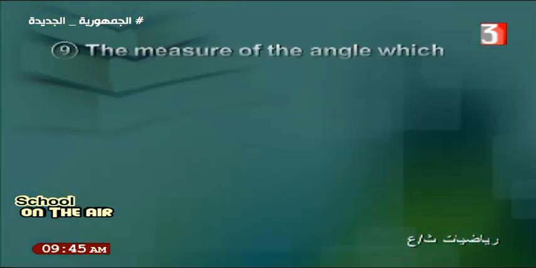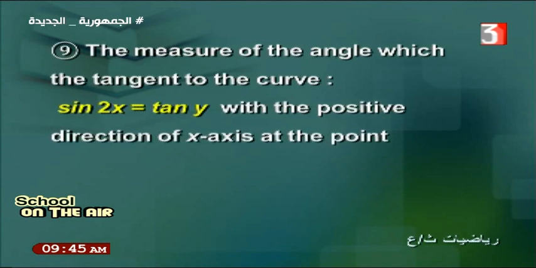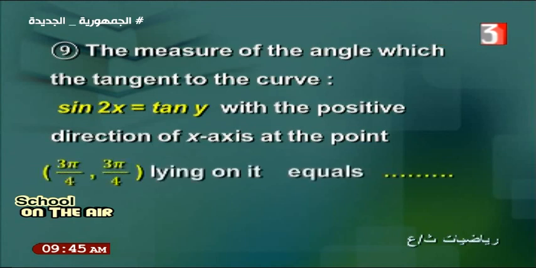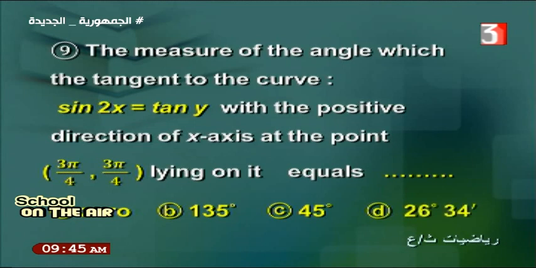Number 9. The measure of the angle which is a tangent to the curve sine 2x equals tan y makes with the positive direction of the x-axis at the point 3 pi over 4, 3 pi over 4 lying on it equals: the angle equals 0, or the angle equals 135 degrees, or 45 degrees, or 26 degrees and 34 minutes.